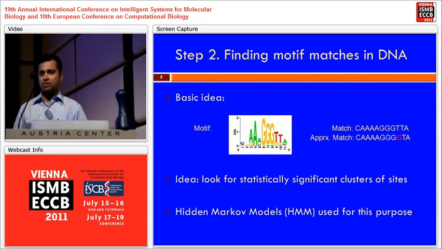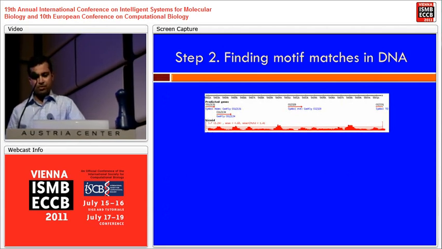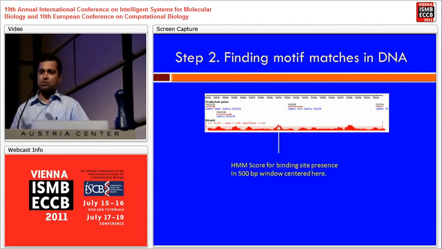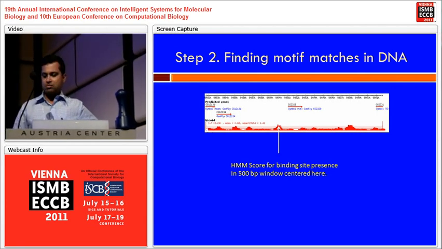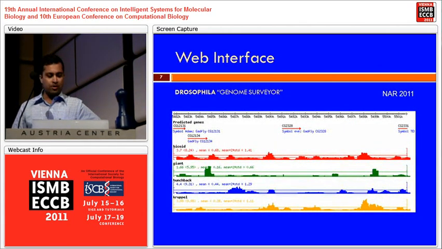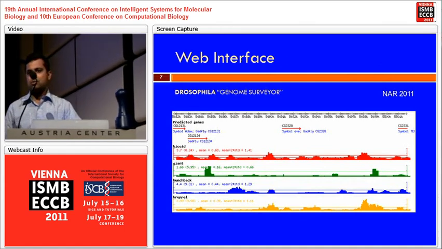And this idea can be formally implemented in a hidden Markov model, which is what we did in this case. With that approach, you can scan the genome in windows of a fixed length and score each window for the presence of one or more weak or strong sites using the hidden Markov model. And you'll get a genome-wide score profile that looks like this for your motif. And by the way, you can do this for each of the 326 transcription factors at Fly Factor Survey through a separate interface called Drosophila Genome Surveyor that we've made available.